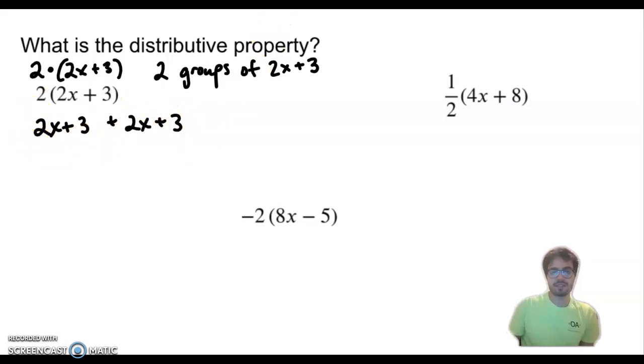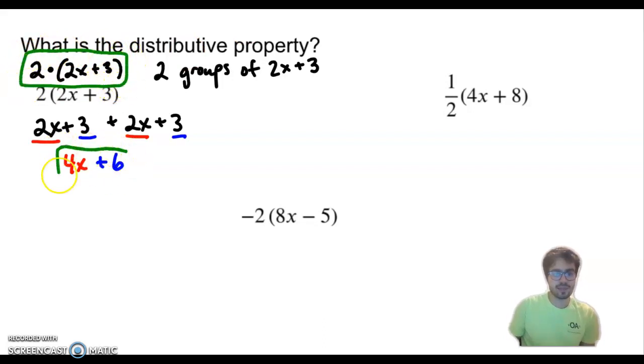When I put all of this together, 2x and 2x is 4x. And then I have the 3 plus the 3, that's 6. So this is the same as this. Okay. Now what's a shortcut for distribution? We can just multiply the 2 by the 2x and then the 2 by the 3. So let's use that shortcut here.